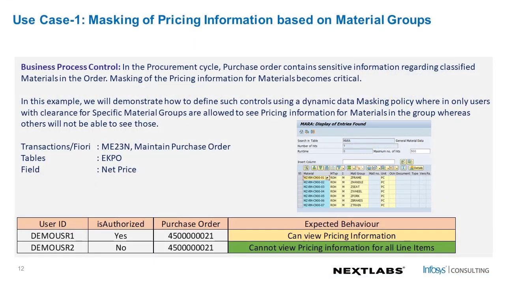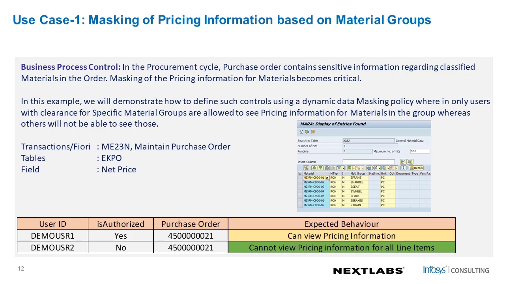So I have use case 1 here, masking pricing information based on material groups. We are going to see how different material pricing information is masked in the SAP system based on the material groups that the users have been assigned to. In this scenario, I have taken the example of a purchase order that contains these materials that you see in the description here, and they have different material groups in the material master.